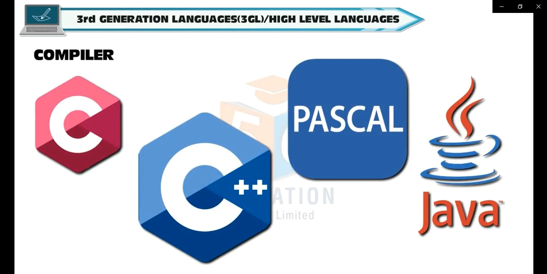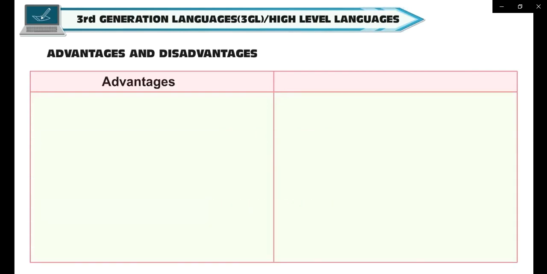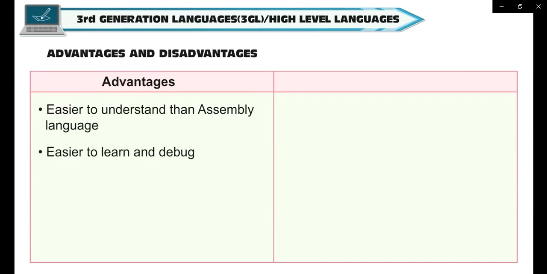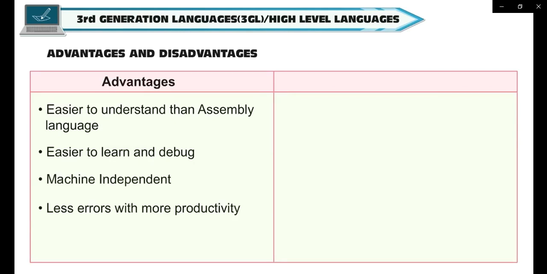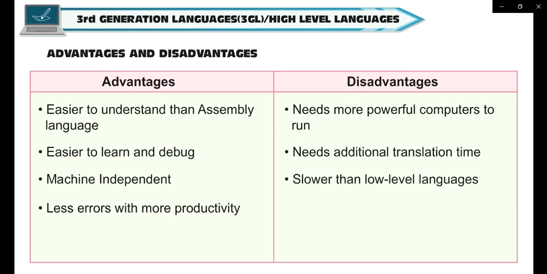Third generation language had both advantages as well as disadvantages. So let's go through advantages first. Easier to understand than assembly language, easier to learn and debug, machine independent, less error with more productivity. Disadvantages: needs more powerful computers to run, needs additional translation time, slower than low-level languages, less memory efficient.